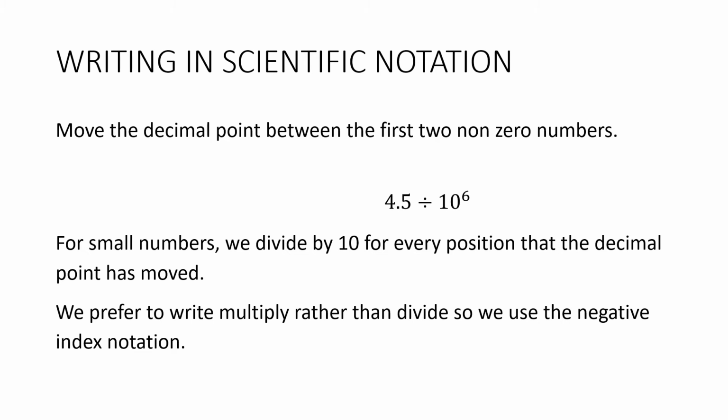Now here's the thing. To keep the notation consistent, we don't really want to write divide, we want to write multiply. So instead of dividing by 10 to the power of 6, we're going to multiply by 10 to the power of negative 6. Now, if you remember your index laws, then you should realize that 10 to the power of negative 6 is the same as 1 over 10 to the power of 6, which of course is the same as 1 divided by 10 to the power of 6. So it is the same.